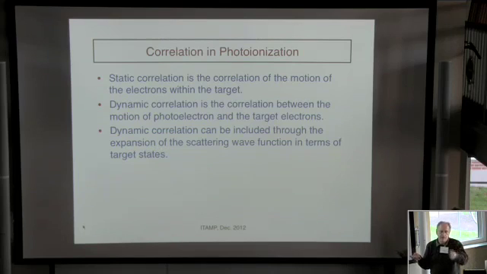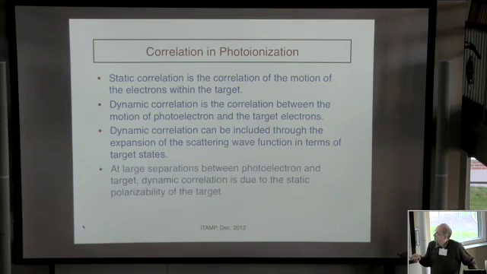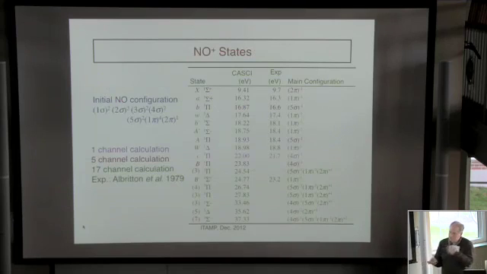And the way we just basically do close coupling calculation. We include various ion states to include this dynamic correlation in the system. And at large distance, the electron is going to feel just the polarizability of the target. But for photoionization, the Coulomb potential means that those typical polarizability terms aren't so important.